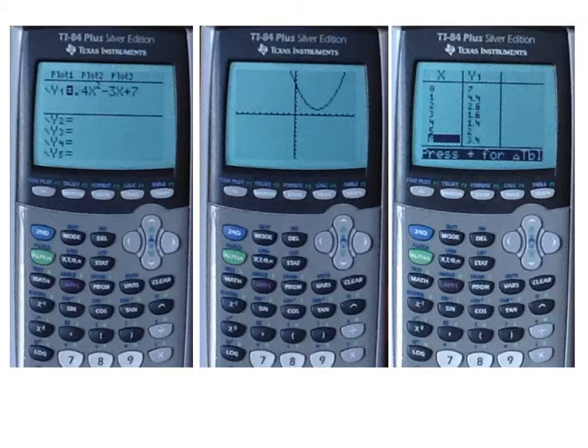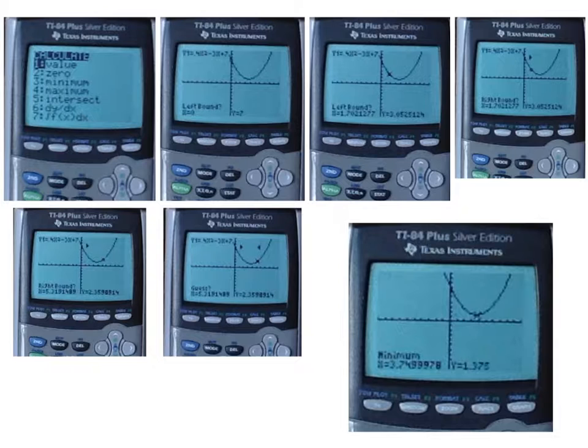So the way that I'm going to do that is I'm going to press the second, and I want to get the calculate menu up, which is the blue word above the trace key. So second activates the blue words, so second and trace will bring up my calculate menu. And when I look at this calculate menu, you're going to find we get to this menu an awful lot. You're probably already familiar with some of the different functions in it, but today we're going to work with minimum and maximum, finding the vertex.